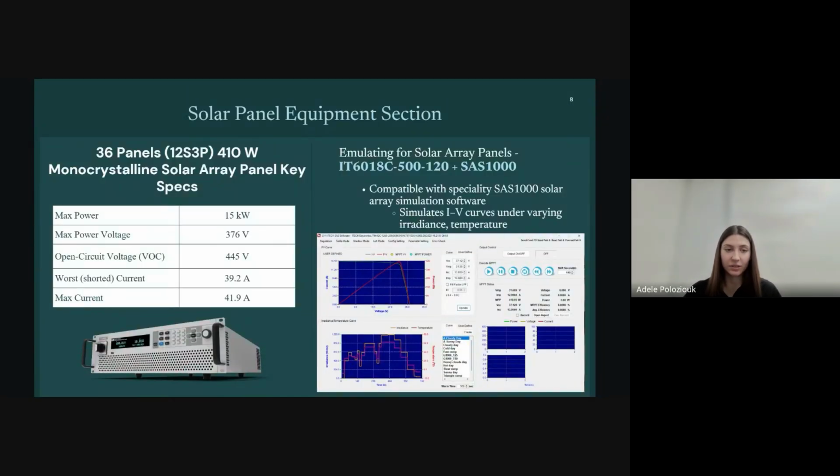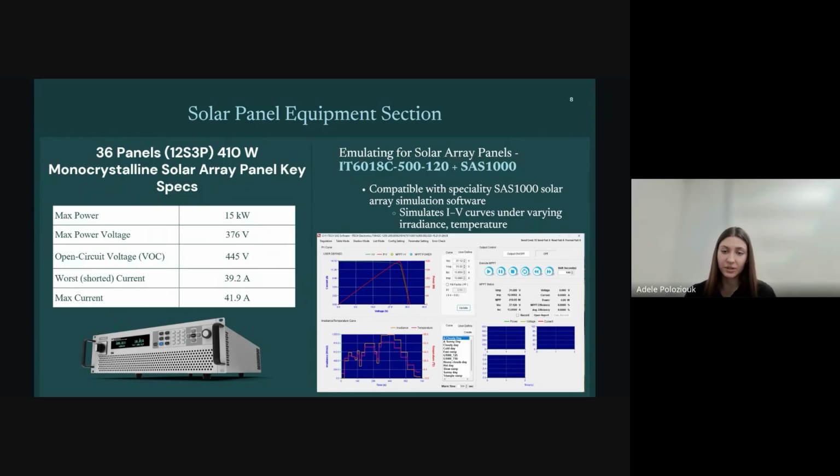Now, I first want to talk about emulating the solar panel. In this case, I chose a 36-panel configuration of this specific type. To emulate the solar array, I selected the IT6018C, a bidirectional DC power supply, along with a specialized SES 1000 software.